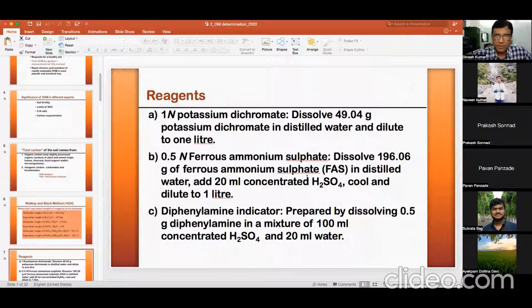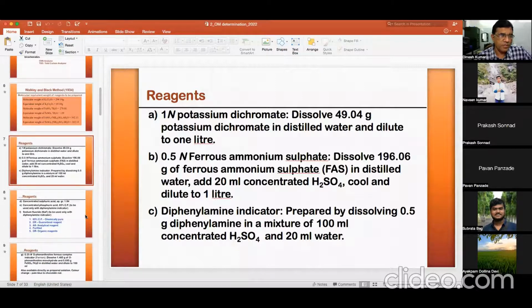Diphenylamine indicator is prepared by dissolving 0.5 gram diphenylamine in a mixture of 100 ml concentrated H2SO4 and 20 ml water. Diphenylamine is the indicator used in carbon estimation in this method. We can also use one other indicator in place of this, and you must remember the name of this indicator. It is usually asked from you.